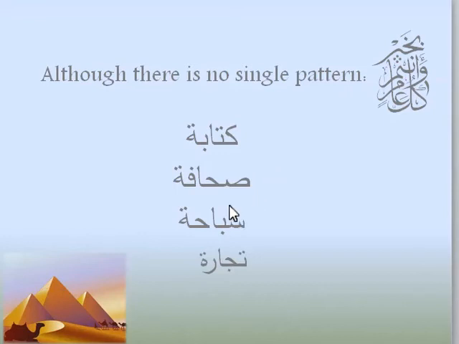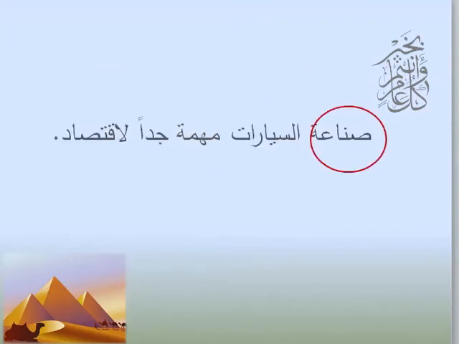Okay, sibaha. Again, it follows that pattern. You know that this is swimming, and you've also seen words like masbah, which is a pool. Tijara, here's another one. Okay, trade and commerce. So this pattern, although it's not constant for measure one, it's relatively common and worth knowing. Okay, so let's say you came across this sentence.